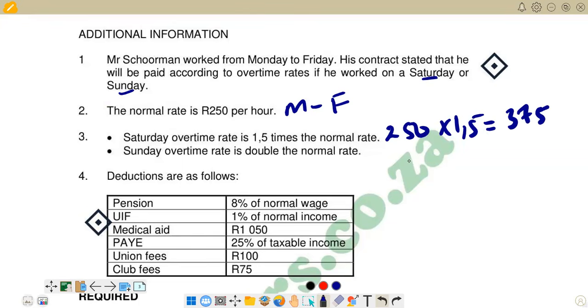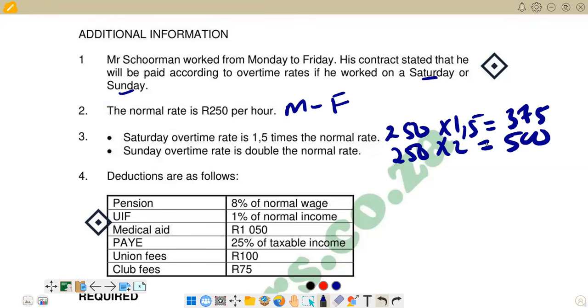Then for Sunday, the overtime rate is double the normal rate, so it's times 2. You're going to say 250 times 2, and the rate now becomes 500. When you multiply by 2, it becomes 500. So that's what we have in terms of the overtime.